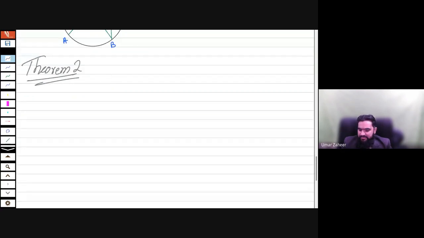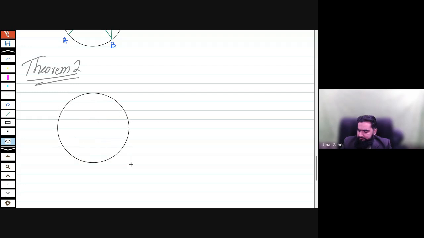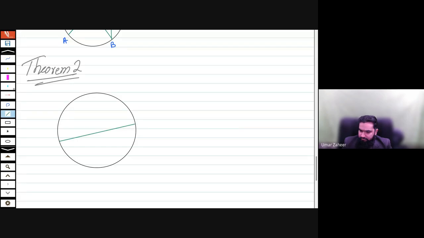Theorem 2 is, for example, if you have a circle and there is a diameter, the property is: if you are making any angle from the diameter, or in other words, from the semicircle, anywhere on the circumference, that will always be 90 degrees.